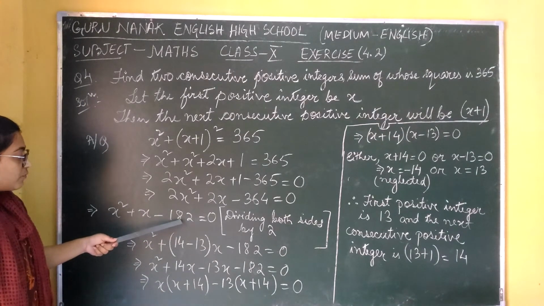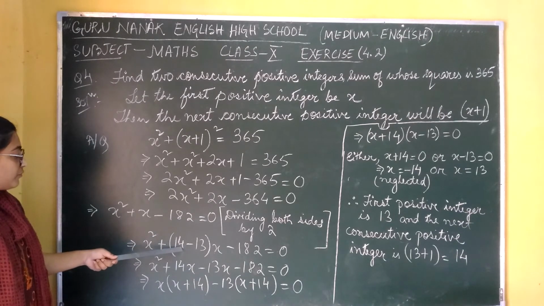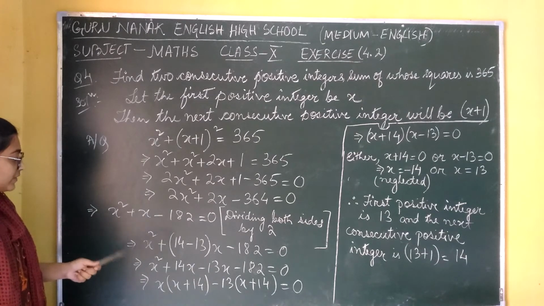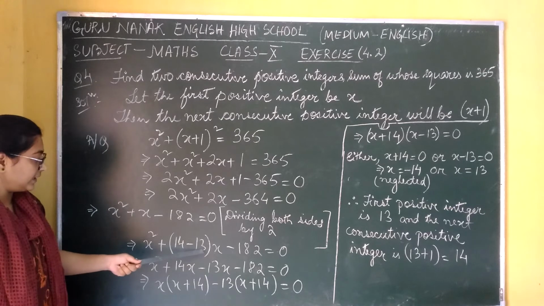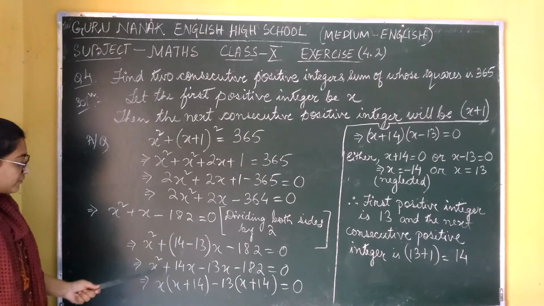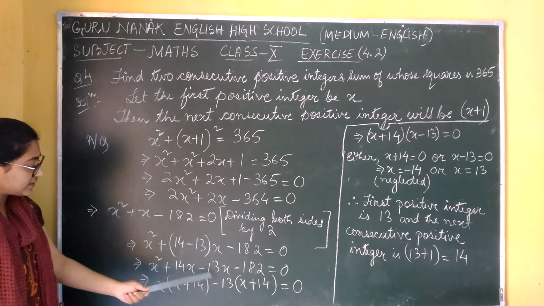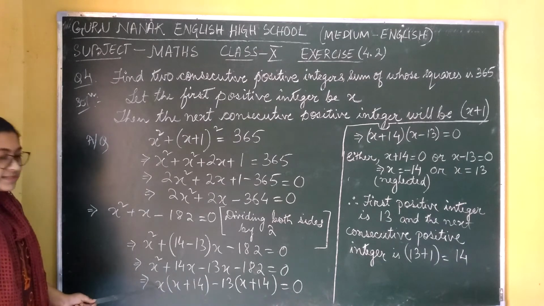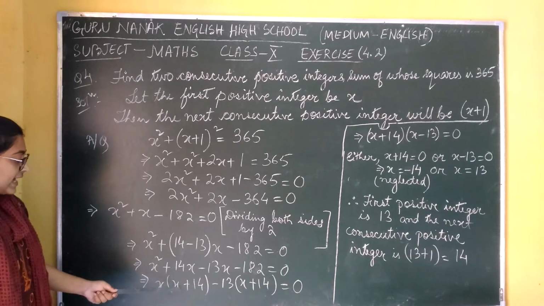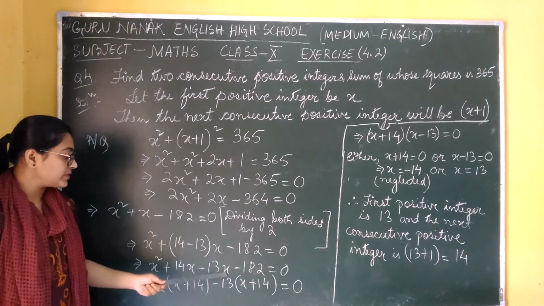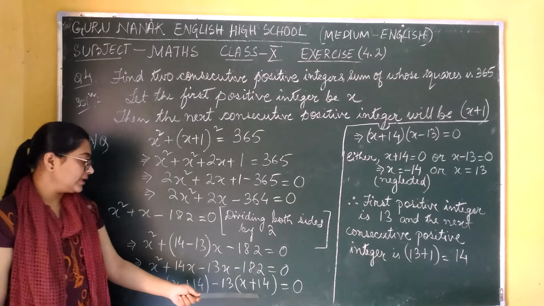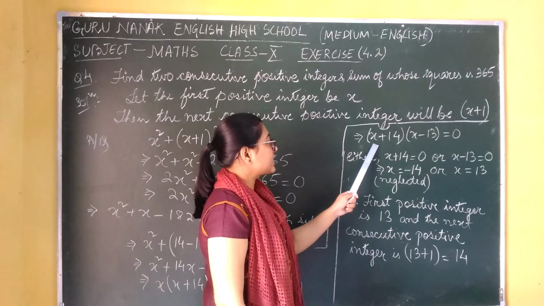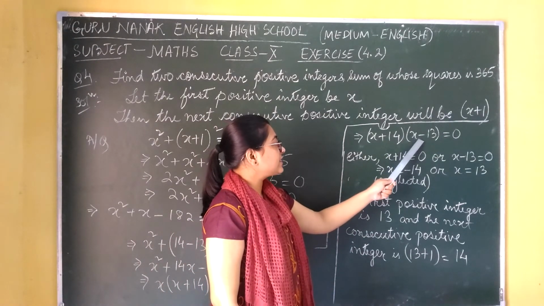Now if we factorize 182 we will get two factors as 14 and 13. Now if we split x, we will get 14x minus 13x. Now we will open up the bracket: x square plus 14x minus 13x minus 182. Now from x square and 14x we will take x as common, so left is x plus 14. And from these two terms we will take minus 13 as common, so again we are left with x plus 14. Now x plus 14 into x minus 13 equals 0.